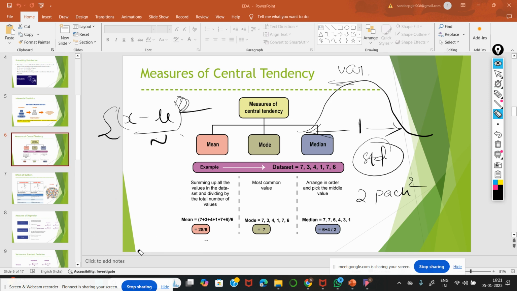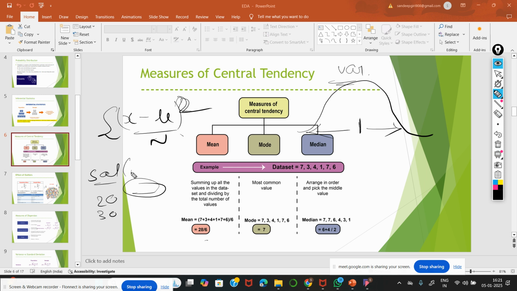Suppose I will be calculating the variance for salary: 20,000, 30,000. These things are present, and I'm calculating the variance. I'm putting it in the formula and I will be getting some value. Salary is in terms of rupees, so it would be rupees square. Will it make any sense? No, it will not make any sense.